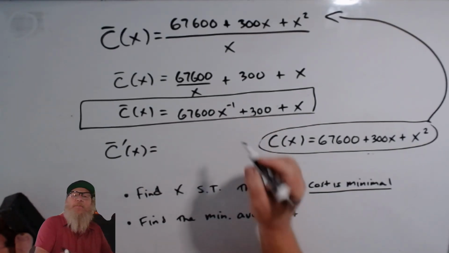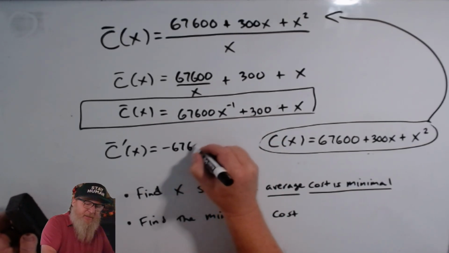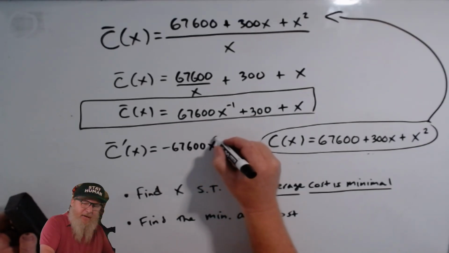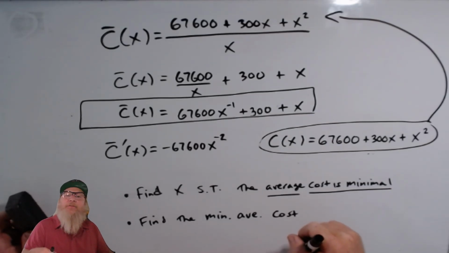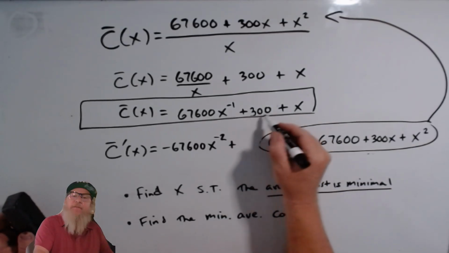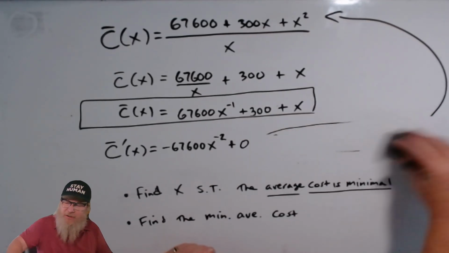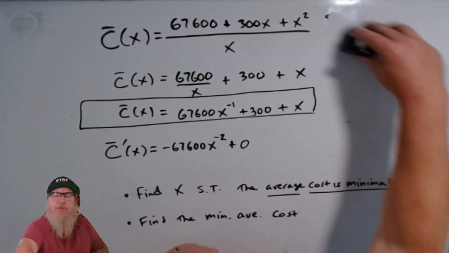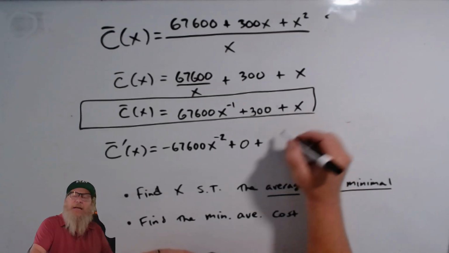So these are all very basic rules. Multiply by the power, you get negative 67,600 x to the negative 2. Remember, you're subtracting from a negative. The derivative of 300 will just be 0. I'll write that just for your notes, in case you wonder, where'd the 300 go? All right. And then the derivative of x is just 1.